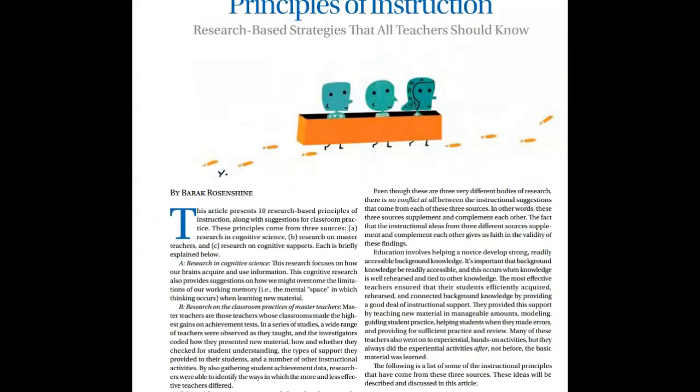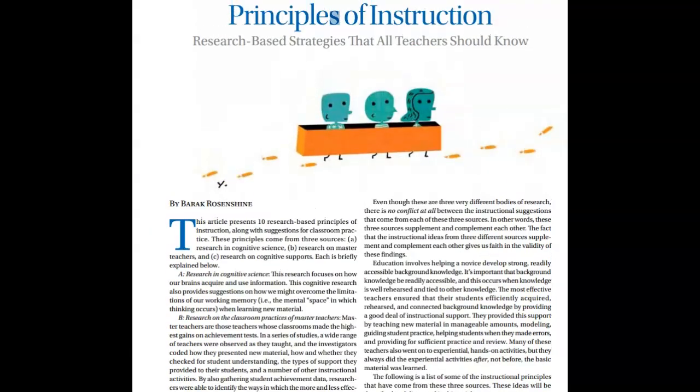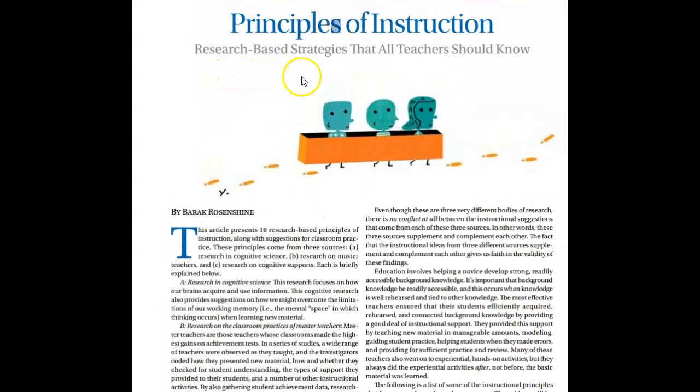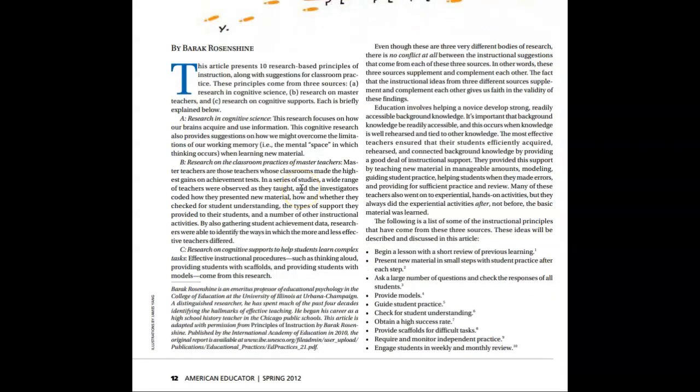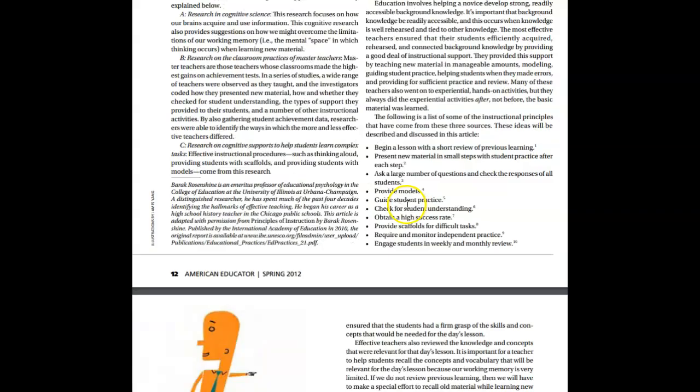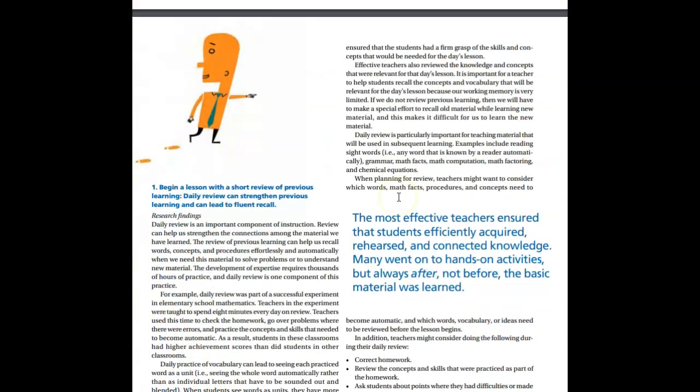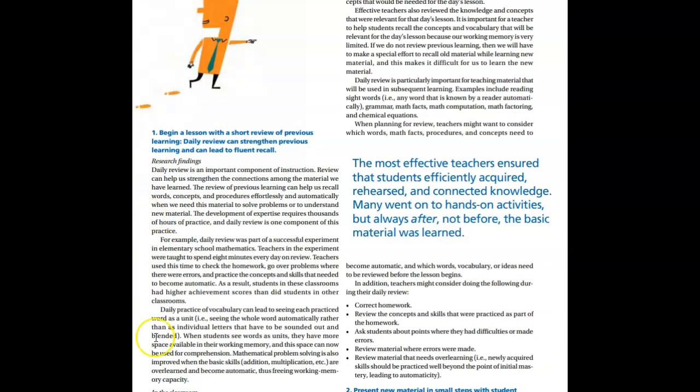So this is Principles of Instruction, Research-Based Strategies That All Teachers Should Know. This was by Rosenshine. I think this one's a little old. When was this one written? It was published in 2012, but this article has been around for a while. I think it has some really great ideas in it, and it goes really well with chapter one of your textbook. So here's the article. And then I'm going to flip back and forth for 1 second, but we'll be okay.